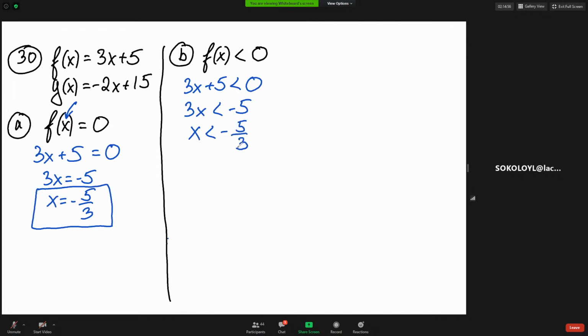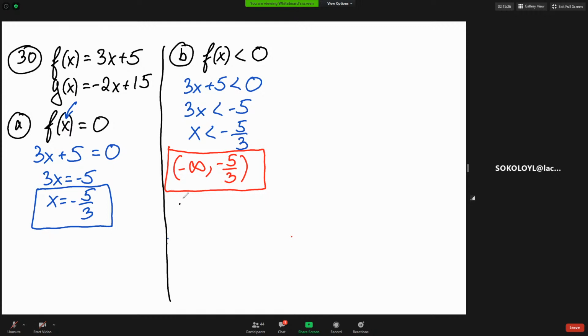x is less than negative 5/3, and we want to write our answer in interval notation, because this is describing not a single x value, but infinitely many x values: negative infinity up to negative 5/3. For all of those values, our function value will be less than 0. Our function value would be negative. So again, it's an interval for the x values.